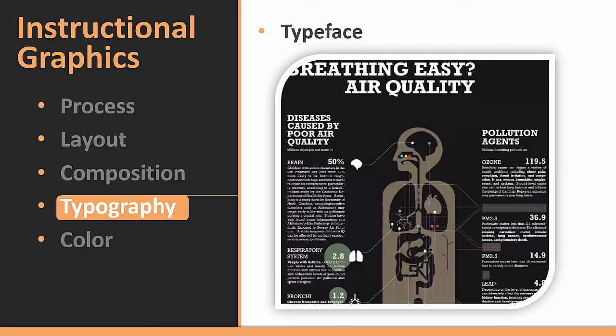Here's another example. Breathing easy. This obviously is about air quality, and you can see the same types of conventions. You have a large typeface, bold typeface here. The subheading here is the same as the subheading here, and then you have the same font and typeface attributes that are repeated on either side.